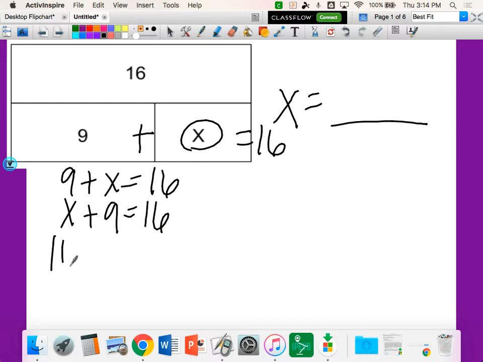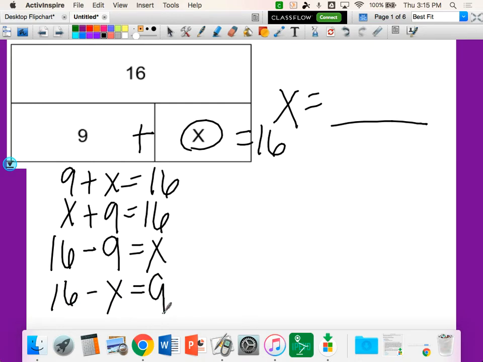Well, then I can swap it around. 16 minus 9 would equal X. 16 minus X equals 9. So then here is where my X is on the other side of that equal sign. So 16 minus 9, X would equal 7.